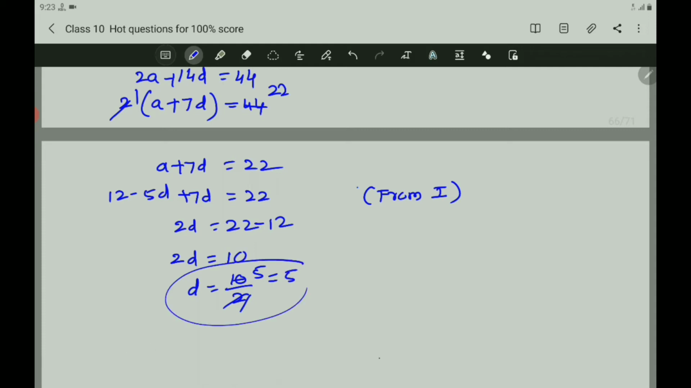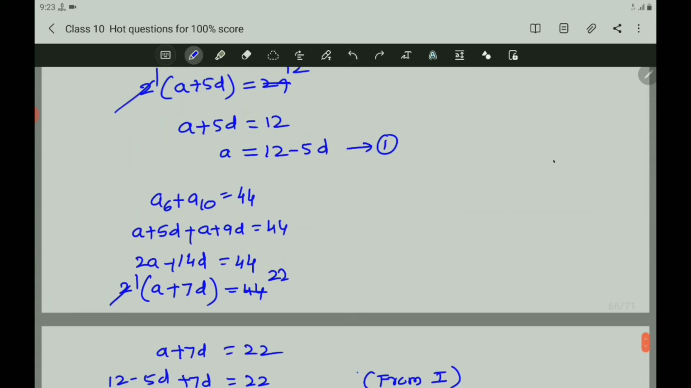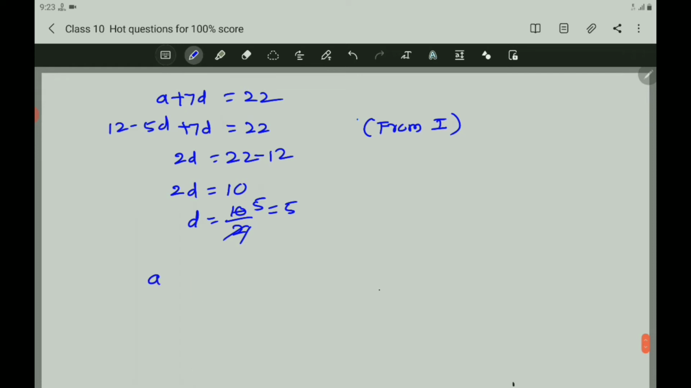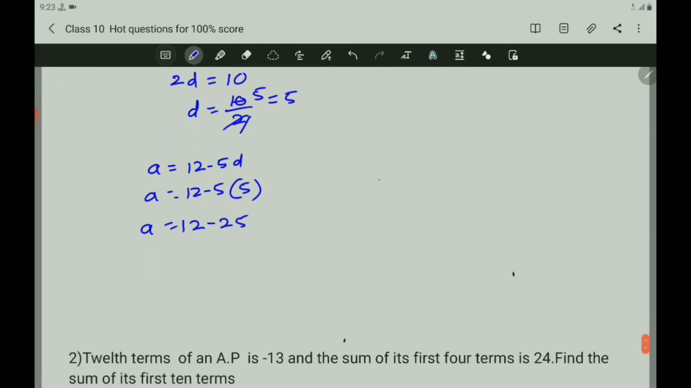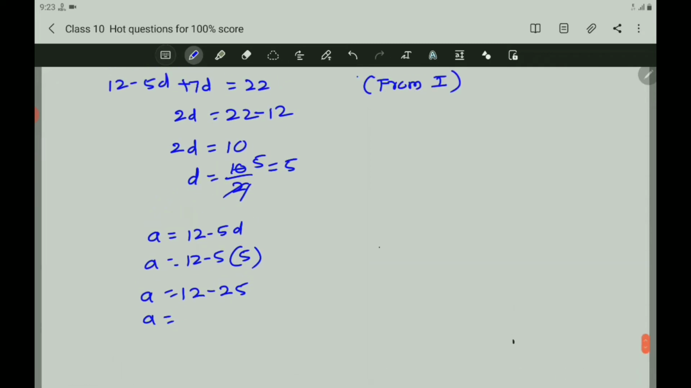By substituting the value of D in the first relation, you can get the value of A. So write A equals 12 minus 5D. So A is 12 minus 5 into D. D is 5. Then you got A equals 12 minus 5 5s are 25. Then you got A equals 12 minus 25. 25 minus 12 is 13. Then it is negative 13. You got A equals minus 13.